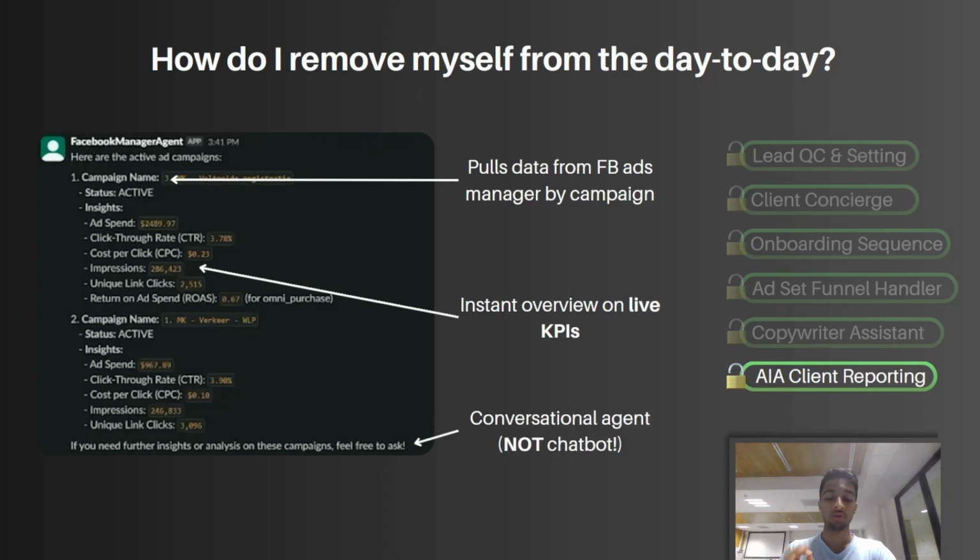And I say agent, which is very important. It's not a chatbot, right? At the end, you can see it also says if you need further insights or analysis on these campaigns, feel free to ask. So it's like a conversational agent. And the distinction here is that it's not a chatbot. It's not a static question-answer dynamic. It's more like you can have it summarize or you can have it sort by the highest performing ROAS, for example. So it is a very dynamic way of pulling data from your reporting sheets.